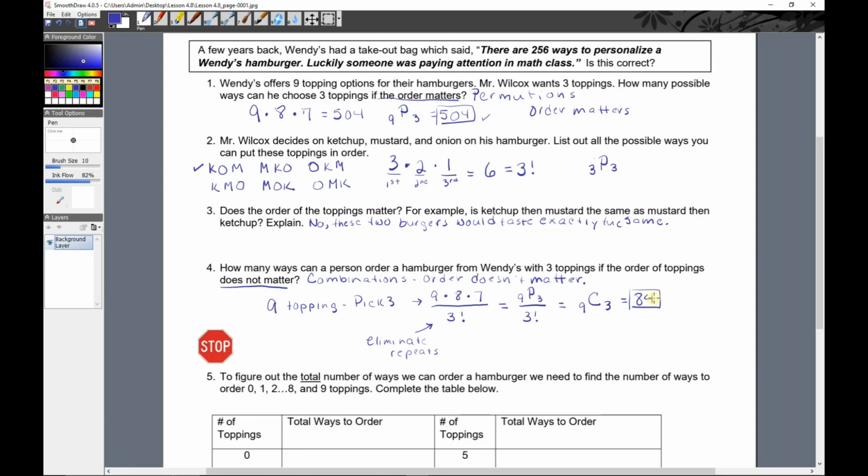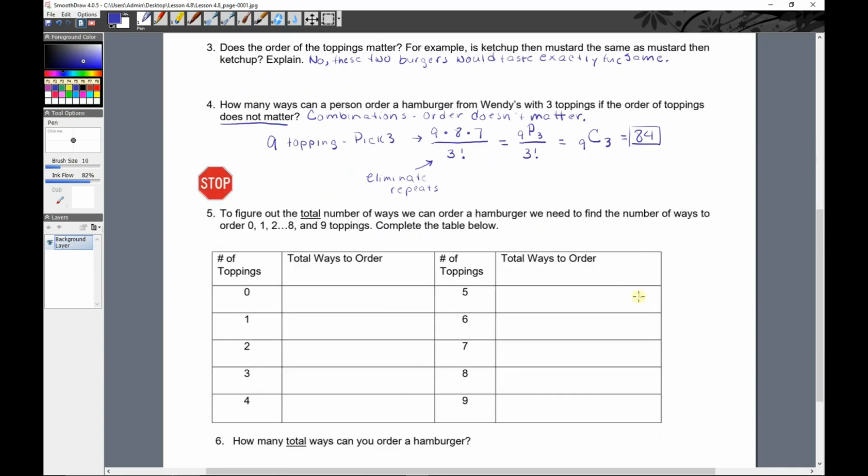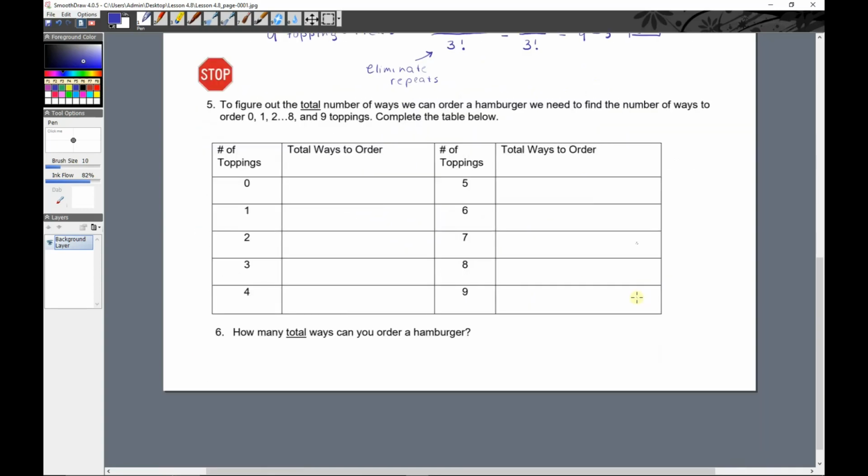Okay, that's combinations, and that's how it works. What we're going to do is fill in the table here, and figure out the total number of ways that we can order a hamburger, and we're going to do it using this table. We need to find the number of ways to order 1 topping, 0 toppings, 2 toppings, all the way up to 9 toppings. So we'll start with that.